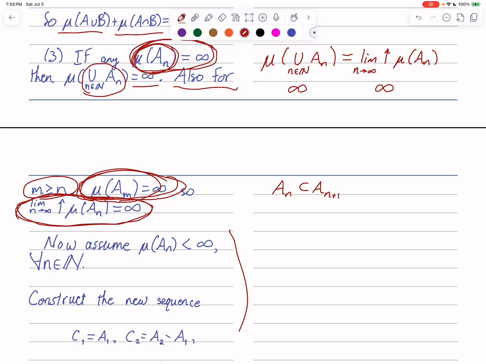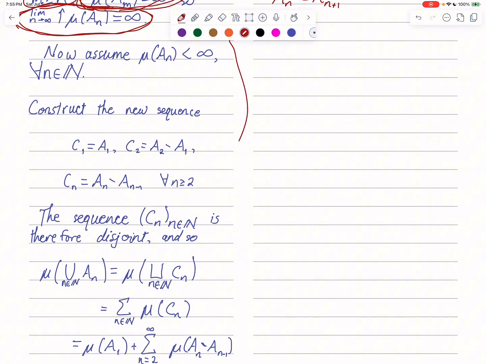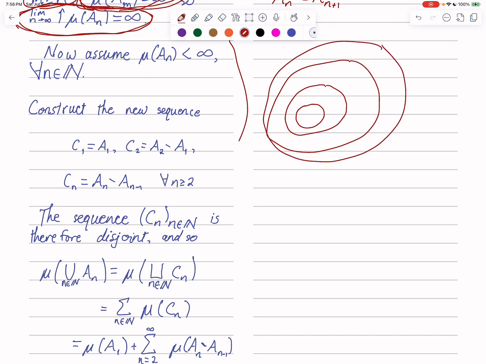Now, let's start talking about the case where every single measure is finite. In this case, we're really going to need to do some work, and so we're going to break our sequence into disjoint components. Recall that we're talking about this increasing sequence. Just to give you a rough picture of that, we've got A1, A2, A3, and they are getting bigger and bigger.